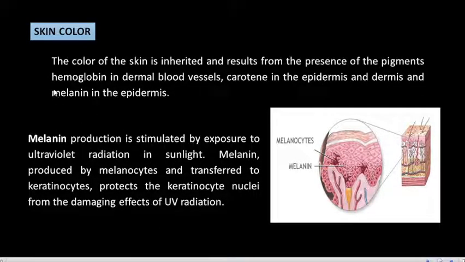And lastly, the melanin, very sikat, lalong-lalo na sa mga tropical countries, ang melanin, because the more you are exposed to UV rays, the more na maraming mapoproduce na melanin, and it causes your skin to go dark.